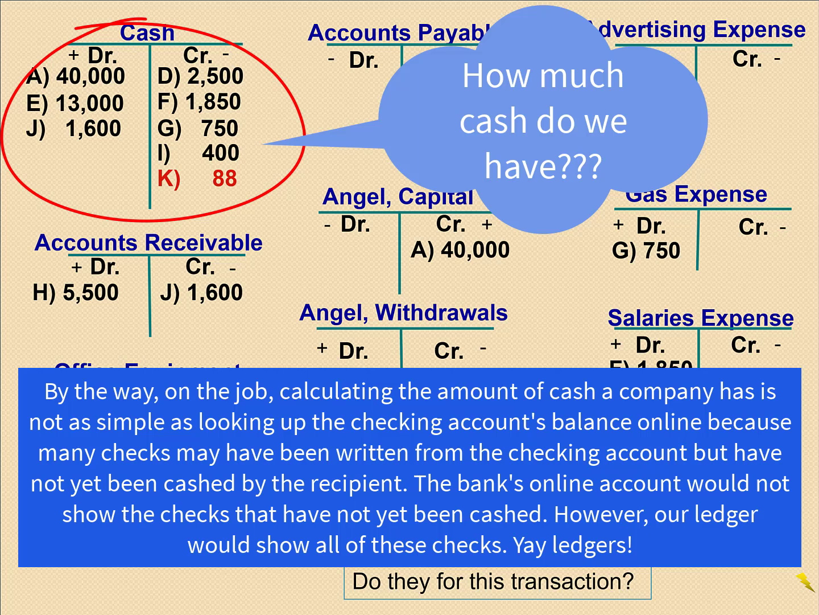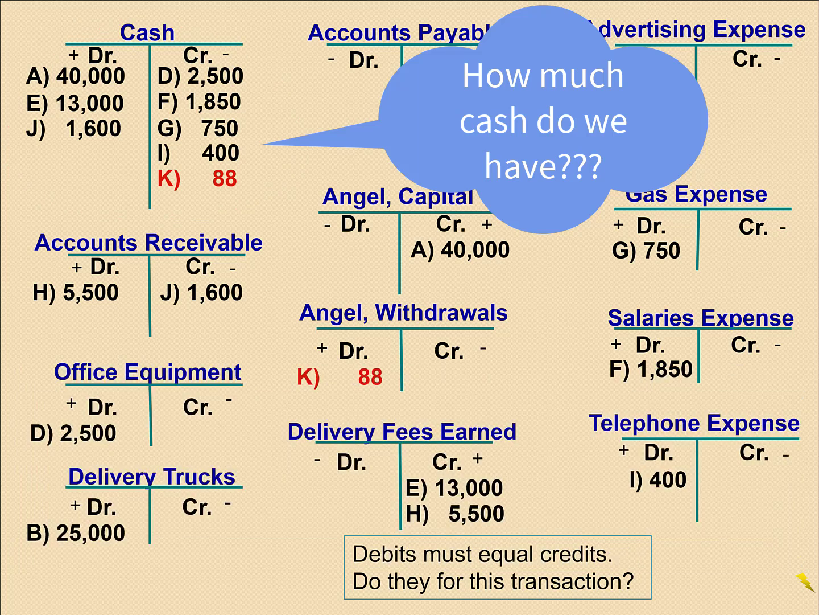So remember, the reason we keep this ledger, which is what we're looking at here, is simply so that we can calculate the balances of the account. We cannot calculate the balances of the account in the journal. We have to do it here in the ledger. So in this video, I'm going to show you how to calculate the balances correctly and annotate them correctly.